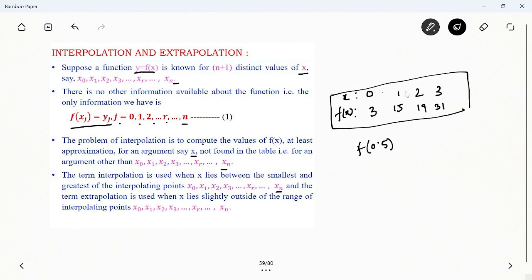This is inside the range. Our range is 0 to 3. So within that range 0.5 is there. For this reason, here we can use interpolation. We can find the value at 0.5 from this table, and if we have to find out f of 3.5, that is outside of the range, then we are using extrapolation. That is the case.